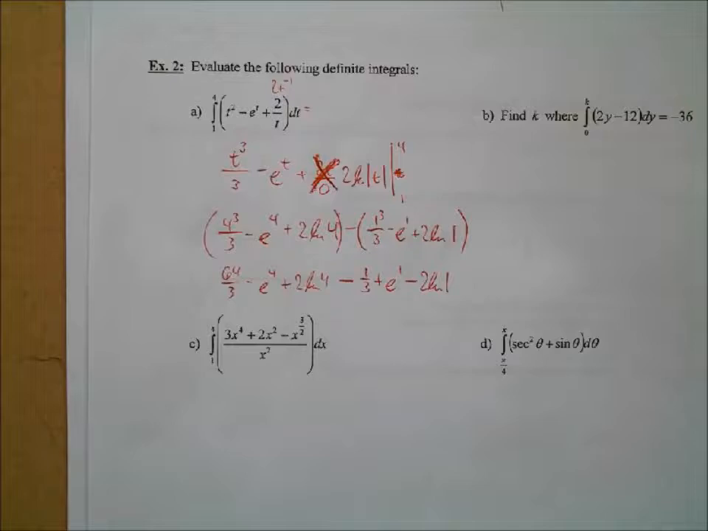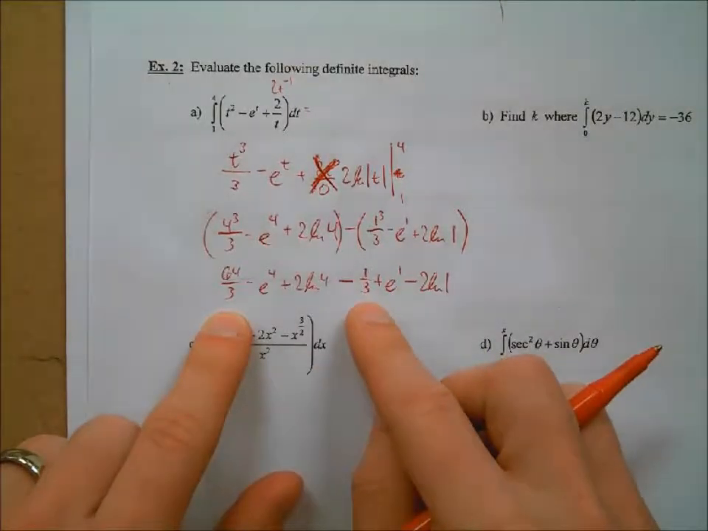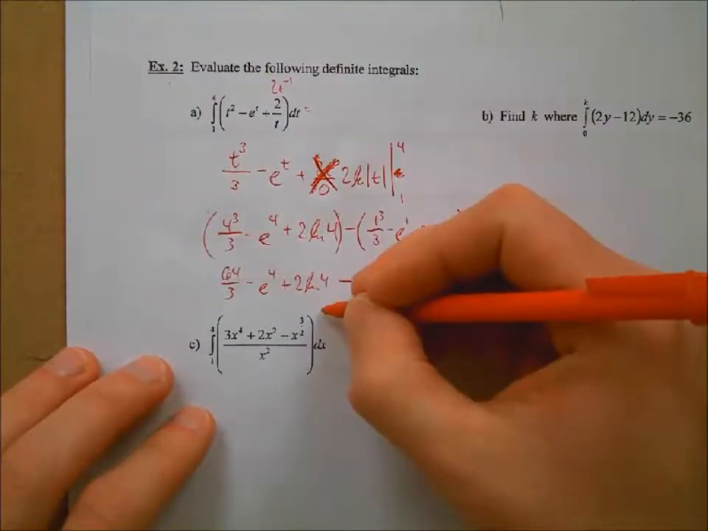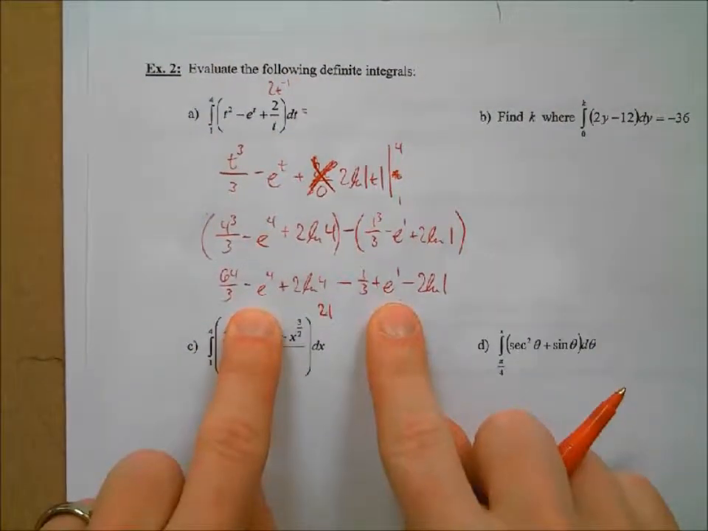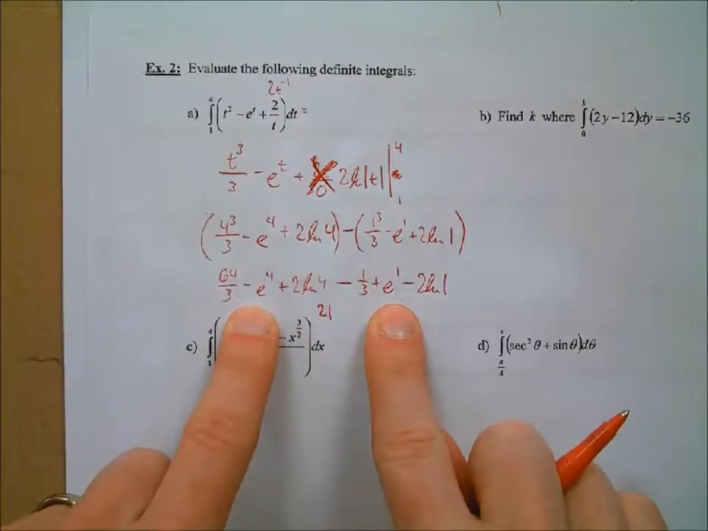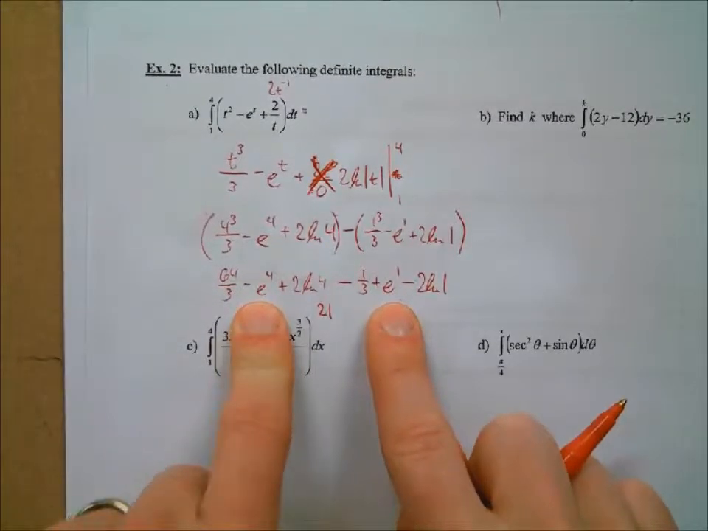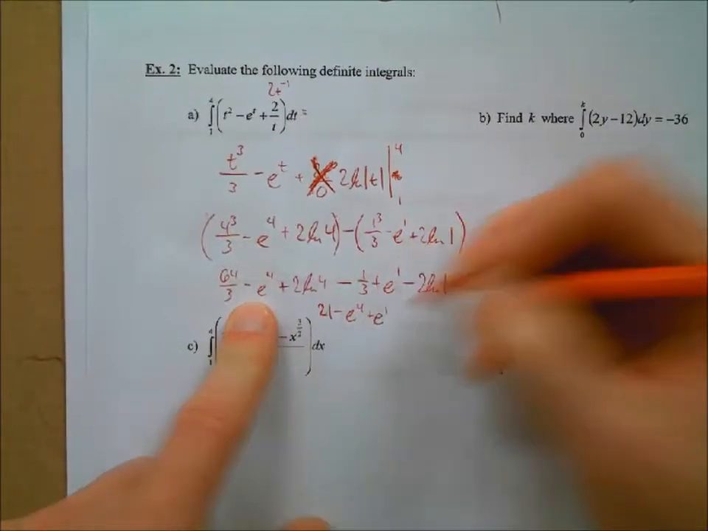Okay, let's see here. So what can we combine together here? Well, we have 64 thirds and 1/3. So we get 63 thirds. But then what is 63 thirds? 21. Okay, we have minus e to the 4th and plus e to the 1. Can those go together? Well, they both have a base of e, but if we're adding and subtracting, they're not like terms, right? So we can't add them together. So we have to put minus e to the 4th, and I'll just put a plus e to the 1 right next to it there.